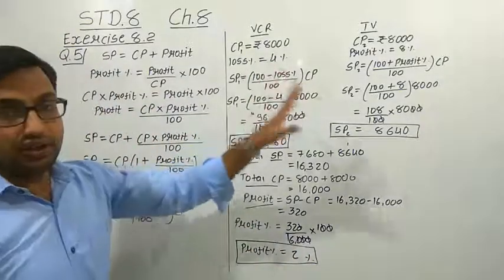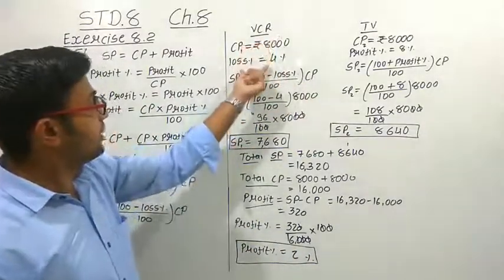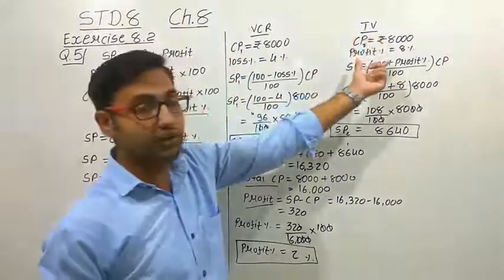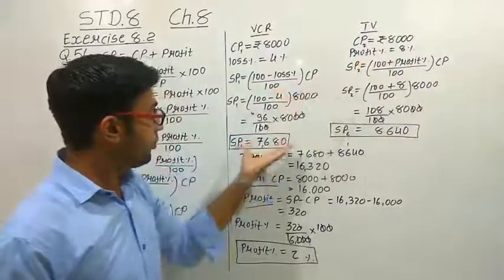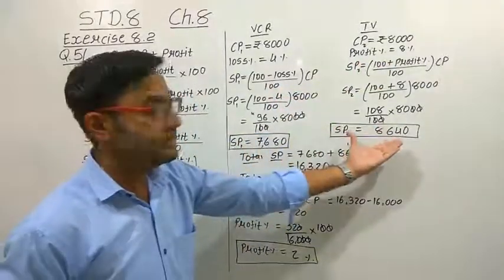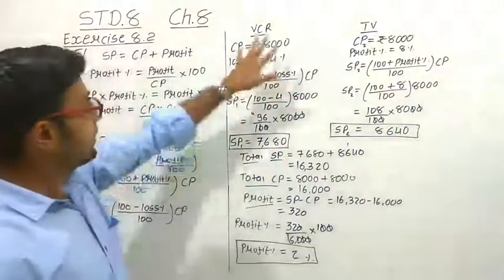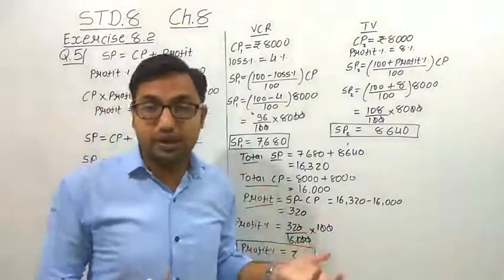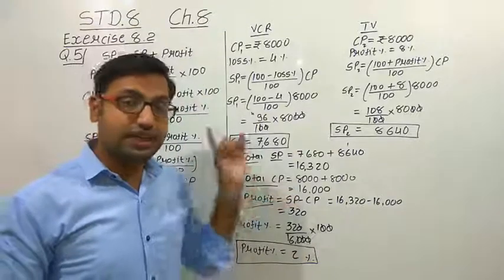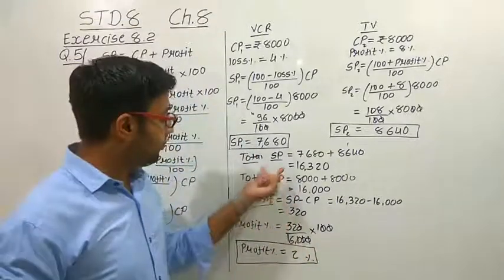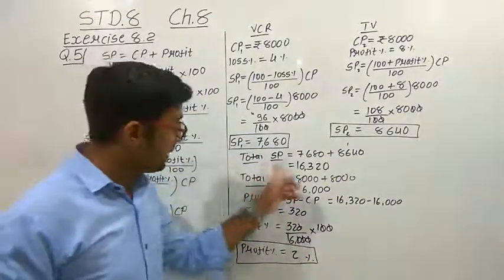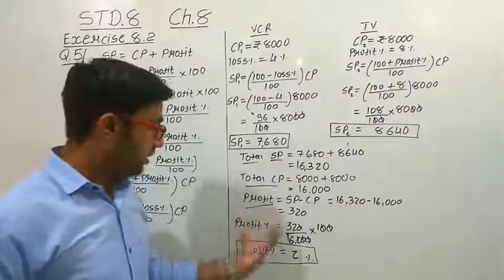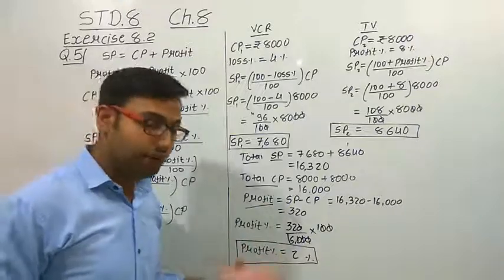So in the whole transaction, the VCR he sold at a loss of 4%, the TV he sold at a profit of 8%. We found the selling price of both the VCR and TV. And what did we do? We got the total selling price and total cost price. Because how do we know that he is making profit or loss? We can decide from the selling price and cost price. Here the selling price we get is higher, that is why he is making the profit, right? And this is how we can find out the profit percentage.